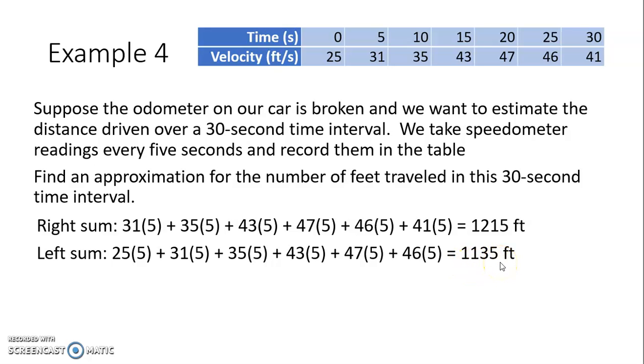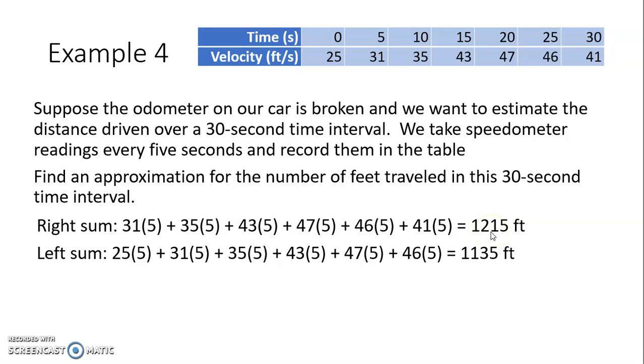Now again, you could save the multiplying by 5 till the end and just add together these numbers here, 25 through this 46. We're ignoring the 41 because that is the right side of that time interval. So that would not be included. Okay, you can add them and then just multiply the 5 at the end. So we have 1,135. This may be an underestimate for that distance traveled, and this may be an overestimate, but they will be pretty close.